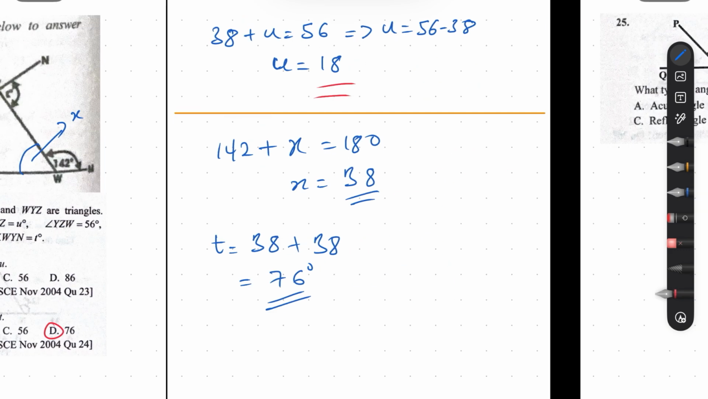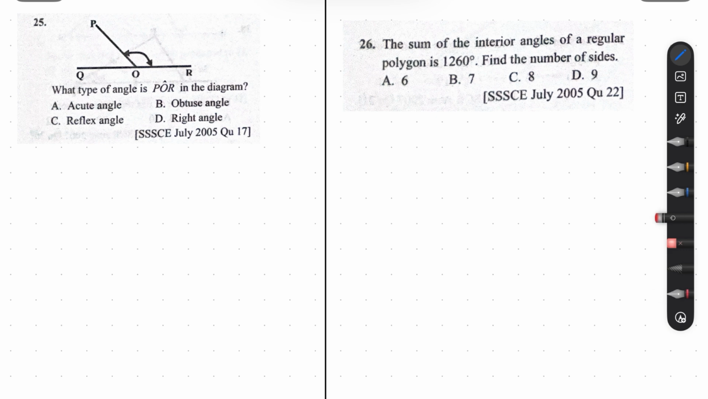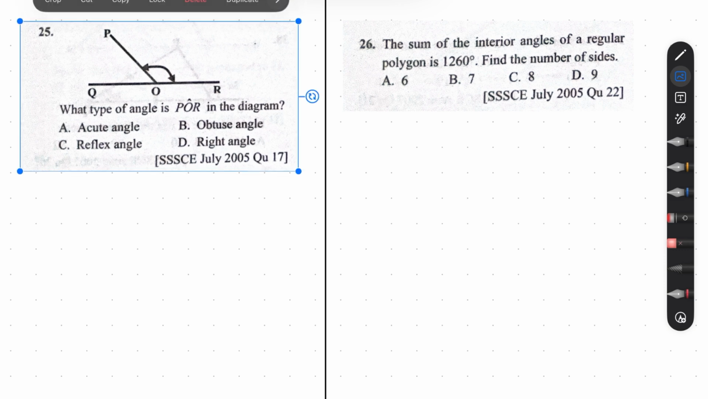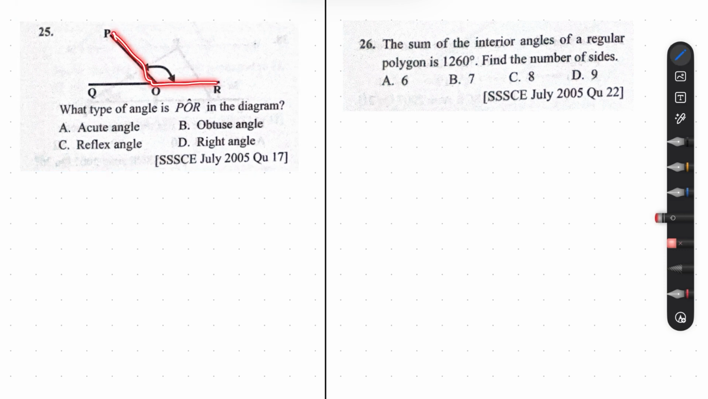All right, let's move on to question number 25. The question says, what type of angle is POR? So what type of angle is this? Just looking at this angle, we can see that it is greater than 90. But it is smaller than 180 because it is not up to a straight line. So it is also less than 180.